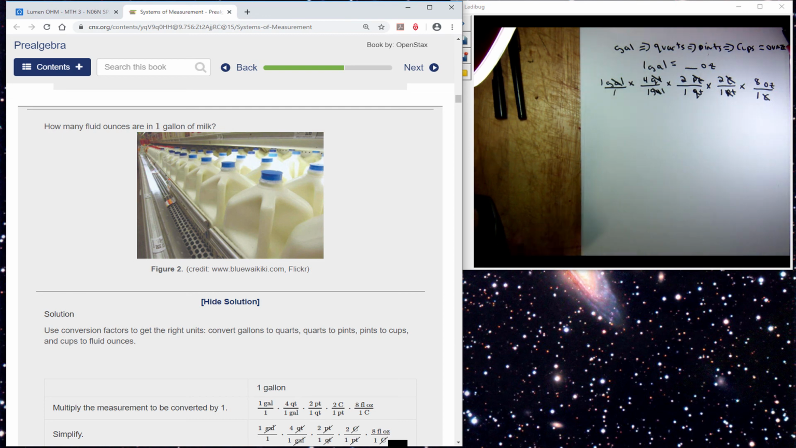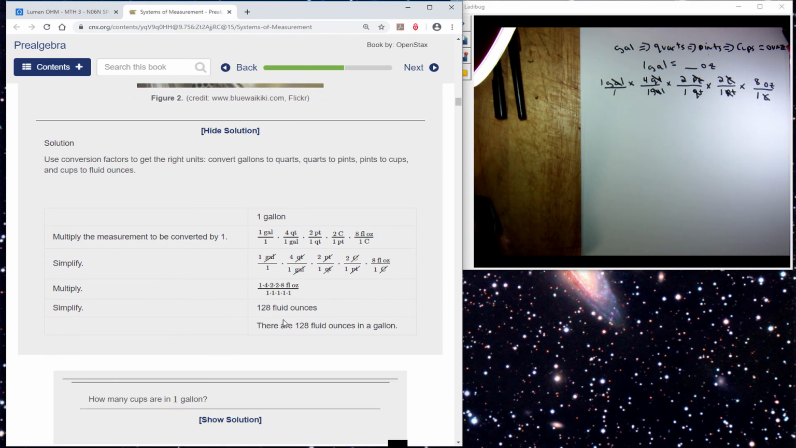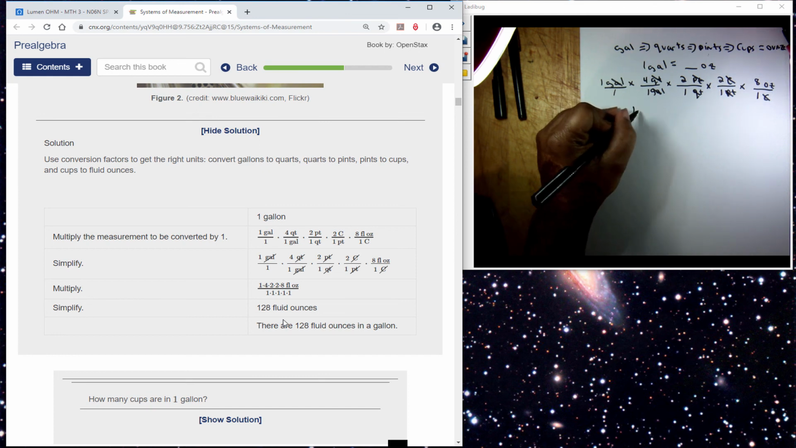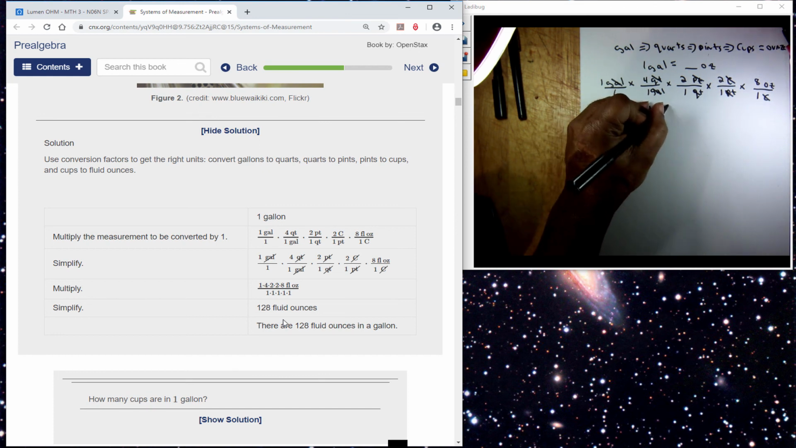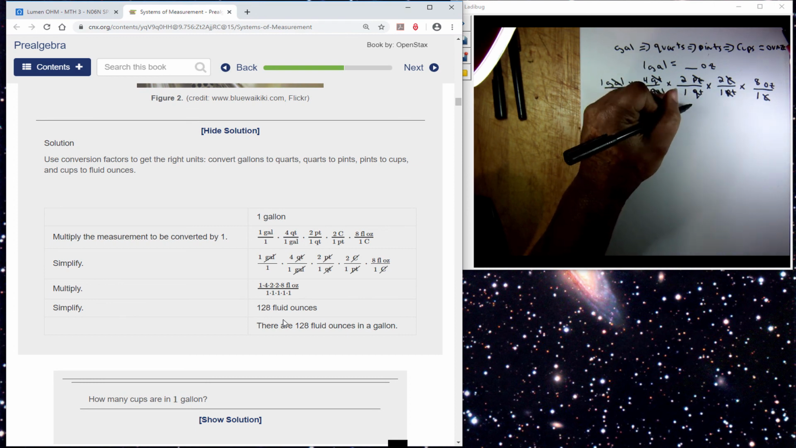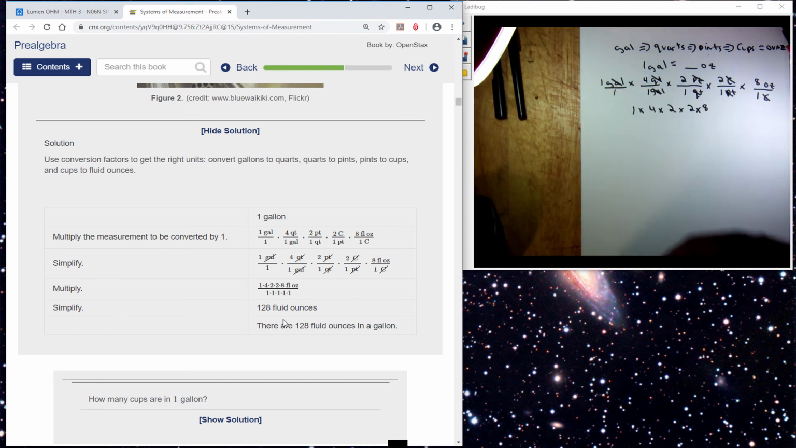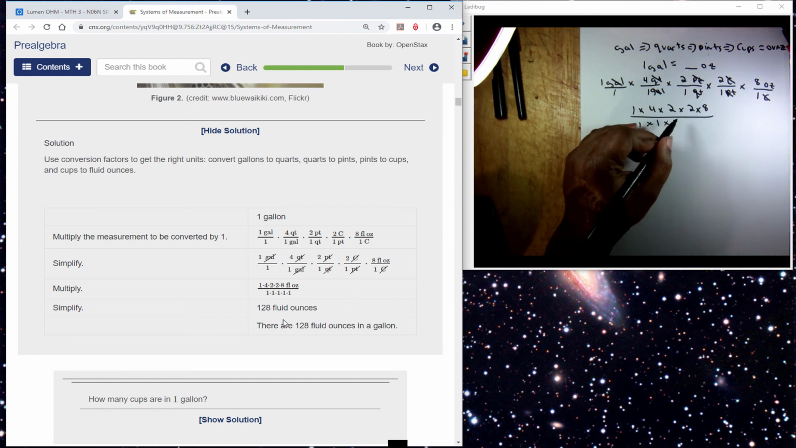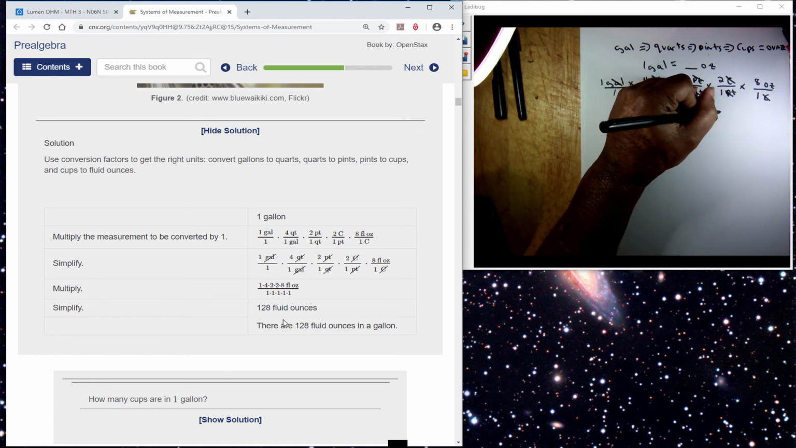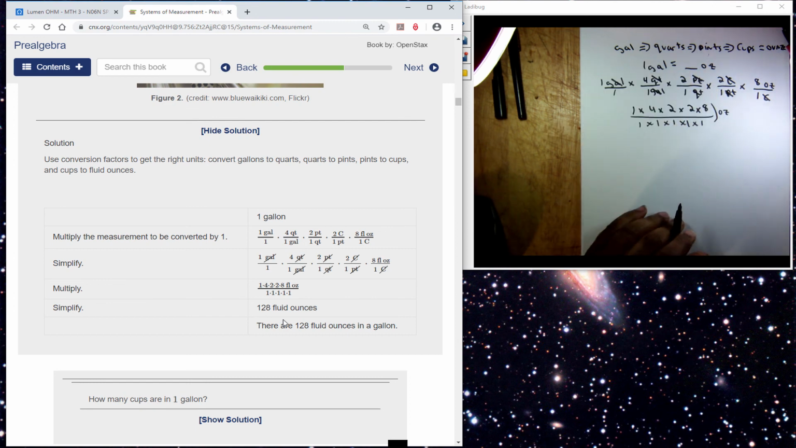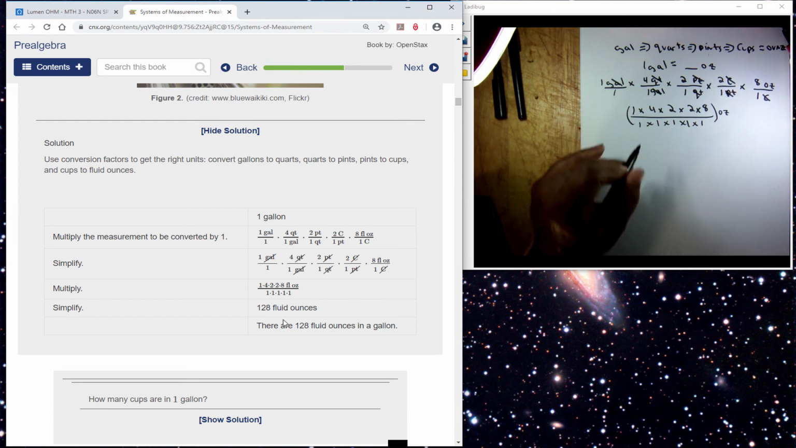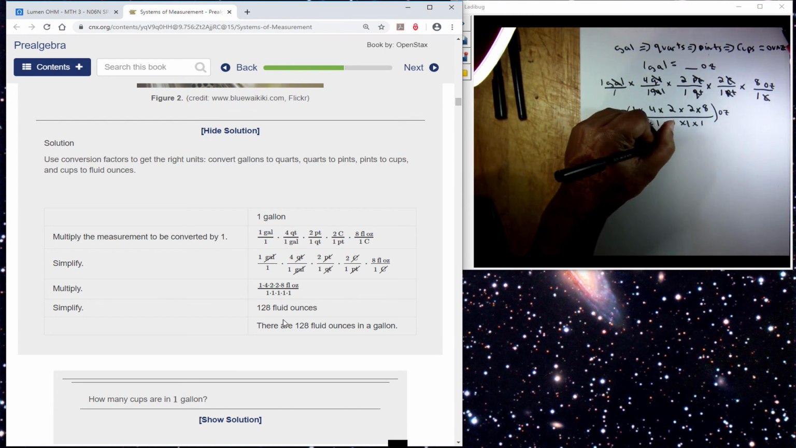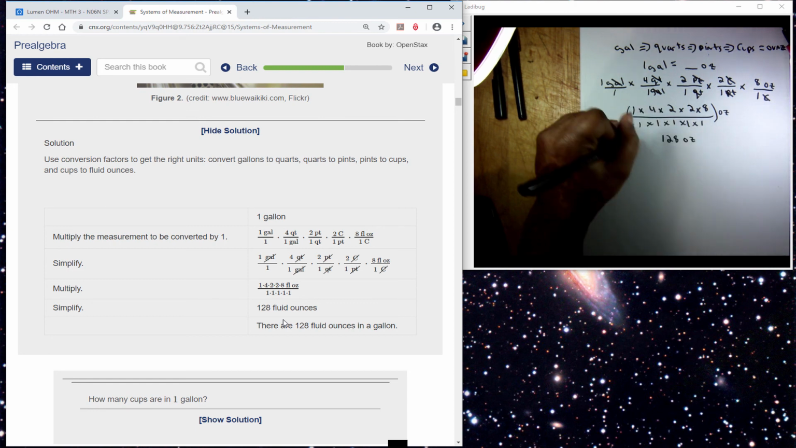So in the numerator, I'm going to have 1 times 4 times 2 times 2 times 8, all over 1 times 1 times 1 times 1 times 1. And the unit here is ounces. Everything is ounces. So my final answer here is 128 ounces. That's my final answer.